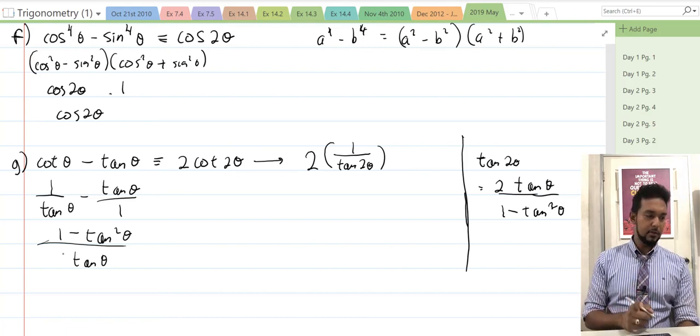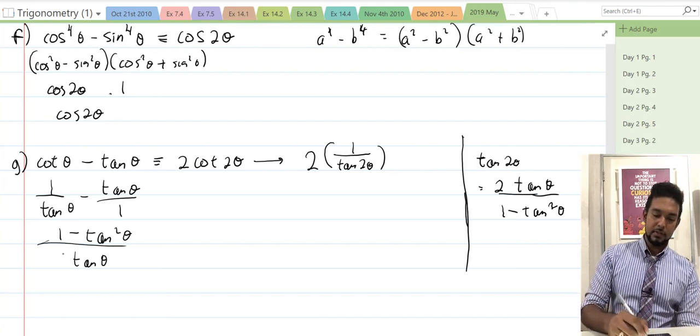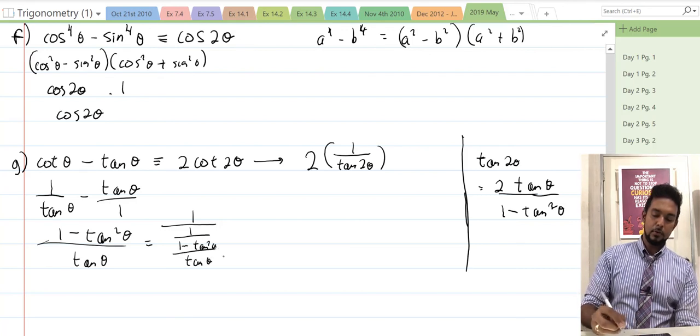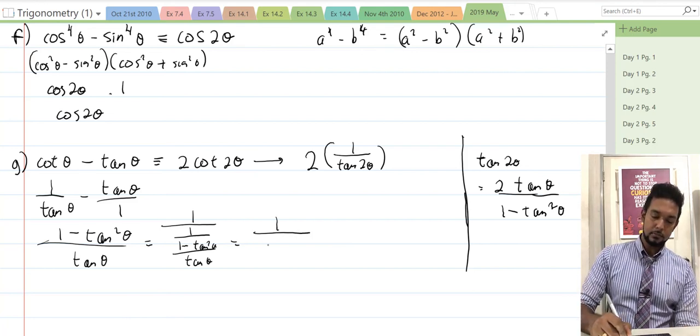Well, did I do it right here? Cot theta minus tan theta. Okay, 1 over tan minus tan. All right. So 1 minus tan squared. Okay, so let's consider double inversion, shall we? So 1 over 1 minus tan squared theta by tan theta over tan theta, sorry. So that will give us 1 over tan theta times 1 minus tan squared.